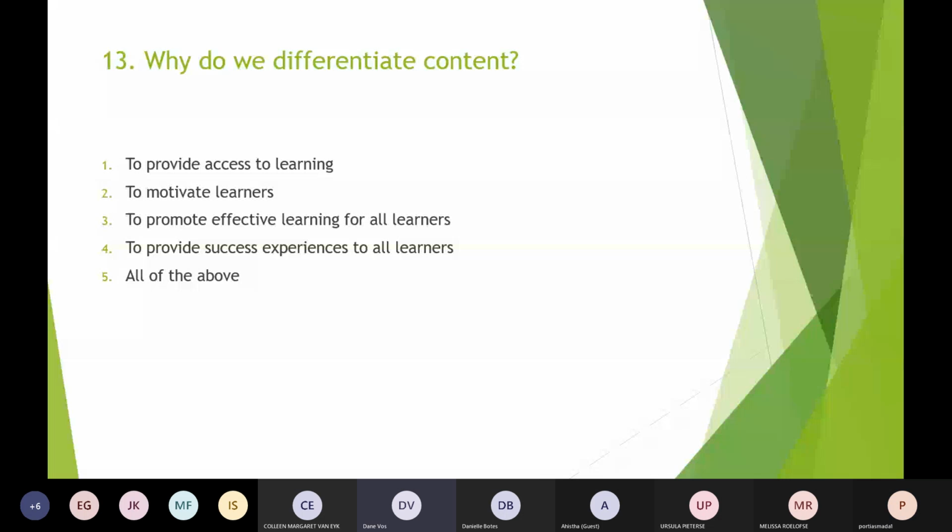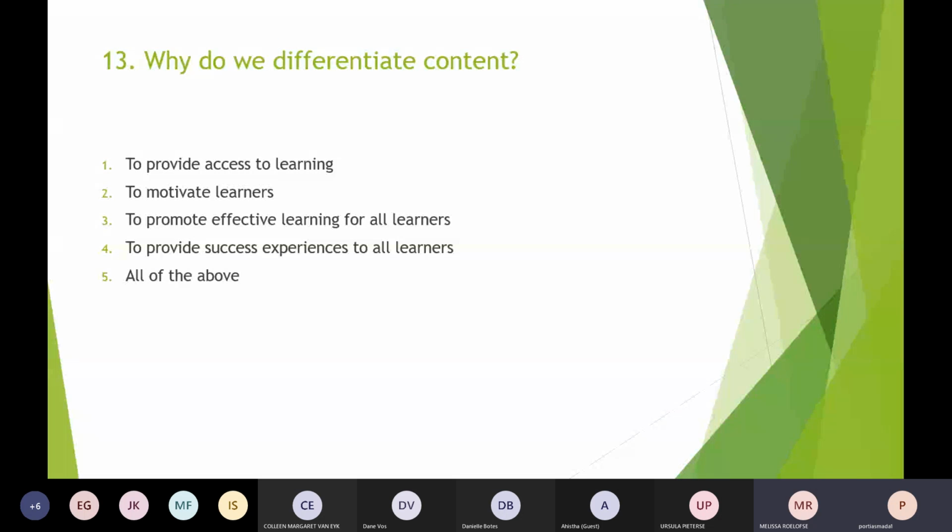Okay, so then I agree with Colleen. It will promote effective learning for all the learners. All right. Thank you for that. Danielle? I think number 3. You also think number 3. Thank you. Melissa, you say number 5.